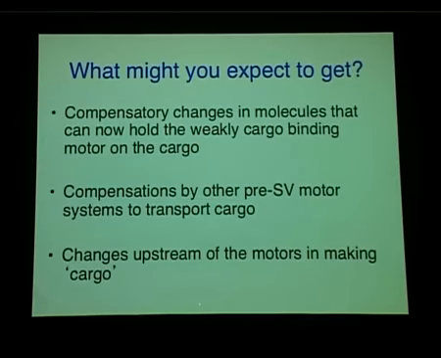So what might we have expected to get from such a screen? For instance, I said we started with a motor which was not able to attach to cargo. We could have expected compensatory changes which might allow the motor now to attach to cargo. We could also have activated other kinds of molecular motor systems which could maybe compensate for the lack of the major motor. And of course, last but not the least, you could just be now putting synaptic vesicle proteins in different compartments and getting them out to the synapse in a completely different way.